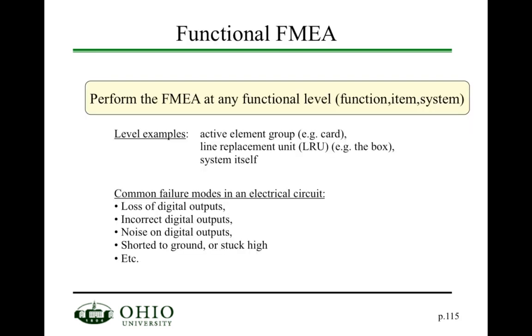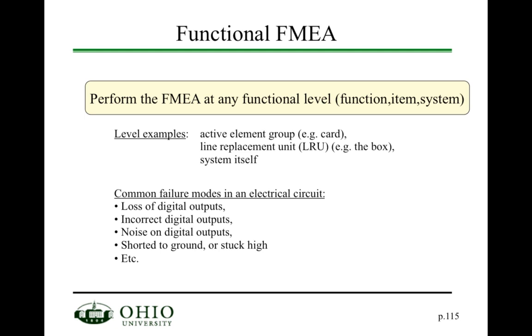Now, as I said, a functional FMEA, you perform it at the function, item, system, subsystem, component level. So you can think about it, okay, maybe a particular card that's in a computer box, or a line replaceable unit, which is like just an avionics block in an aircraft, for example, or the system itself. And basically you can say, if you have, for example, one of the cards that has an electrical circuit, well, what happens when I lose all the digital outputs of this particular card, or when I have incorrect digital outputs, or I have noise on the outputs, etc., etc.